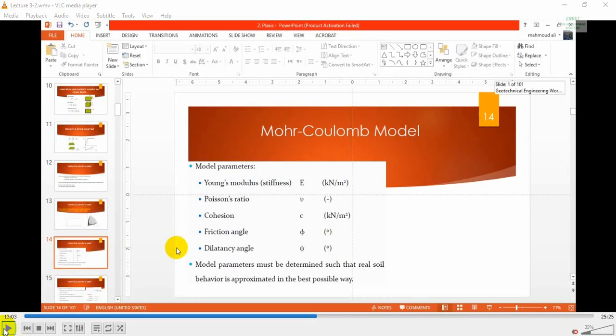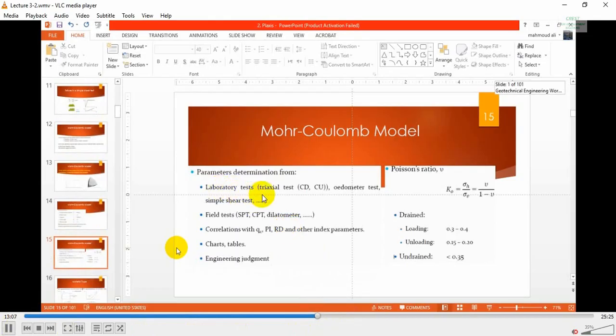So these soil parameters can be obtained either from laboratory tests like the triaxial tests, unconsolidated undrained, consolidated drained and consolidated undrained, the oedometer test, and the simple shear test, or from field tests like the SPT and the CPT. They can also be obtained from some empirical correlations, some tables and charts, and finally engineering judgment. It should be noted that engineering judgment is very risky, so don't try to use it unless you have the required knowledge and experience to do so.